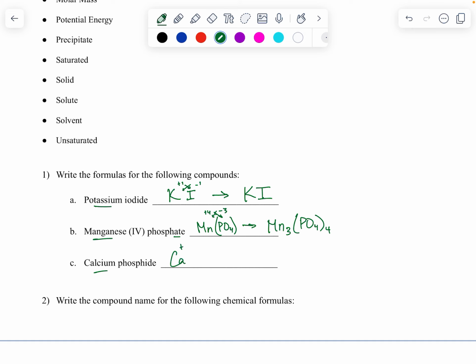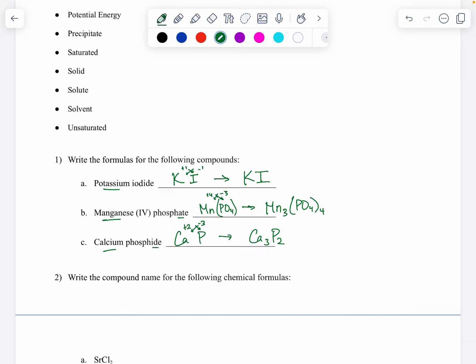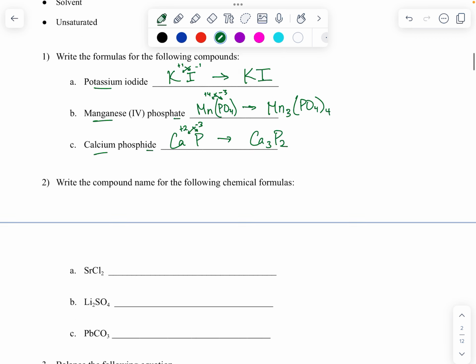Calcium is a +2. Phosphide, remember anything "ide" except like hydroxide or cyanide, are found on the front of the periodic table. You just change those there and you switch them, all right? So you have to make sure you know how to crisscross those charges to create your ionic compound formula.